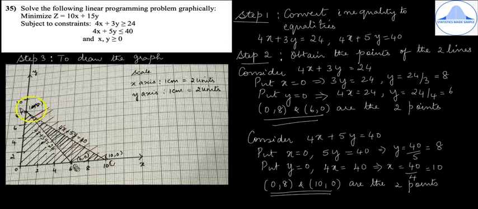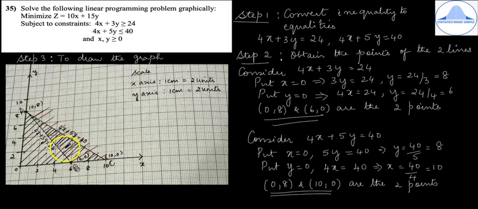So 0, 8 we have already marked, so that will be the same point here. And on the x-axis you mark 10, 0. Join these 2 points by a straight line and on that line you write 4x plus 5y equal to 10. So make sure that you mark the x-axis, the y-axis and also write the scale, that is x-axis 1 centimeter is equal to 2 units, y-axis 1 centimeter is equal to 2 units.